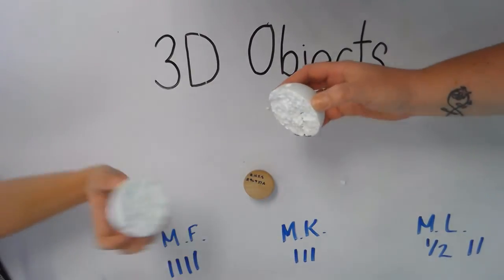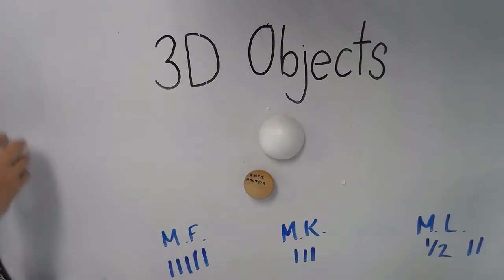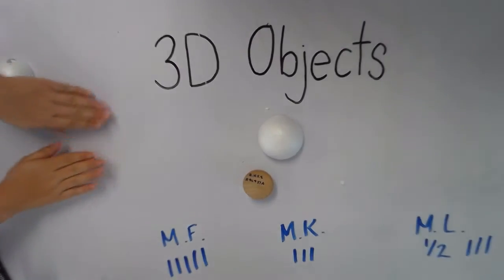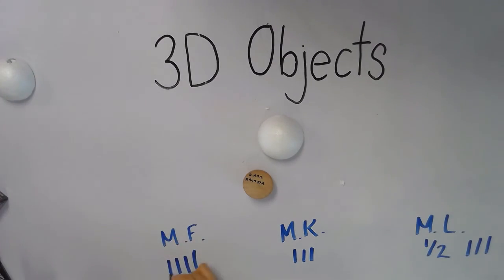Oh, man. That means you get an extra point and you get an extra point and I don't. Look at the winner. I got that wrong. 1, 2, 3, 4, and 5. So we do have a winner. And that winner is you, Miss Flanagan.